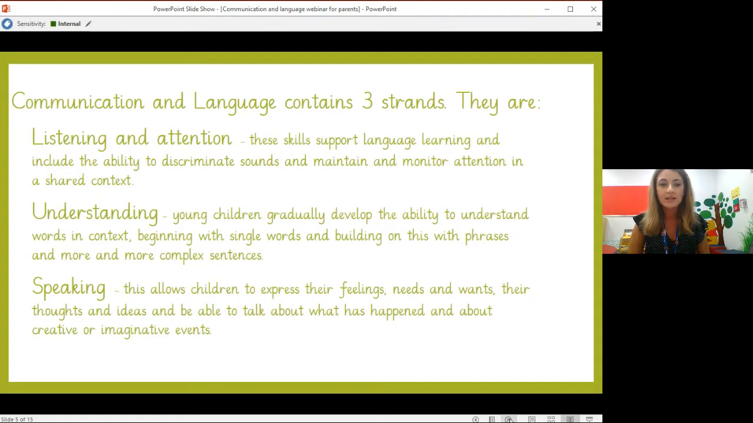Understanding is when young children gradually develop the ability to understand words and context, beginning with single words and building on this with phrases, and so much more with complex sentences. So this is following instructions, involving several ideas or actions and answering those how and why questions. And then we have speaking, which is so important in FS. This allows the children to express their feelings, needs and wants through their thoughts and ideas, and the ability to talk about what has happened and to be creative and imaginative.